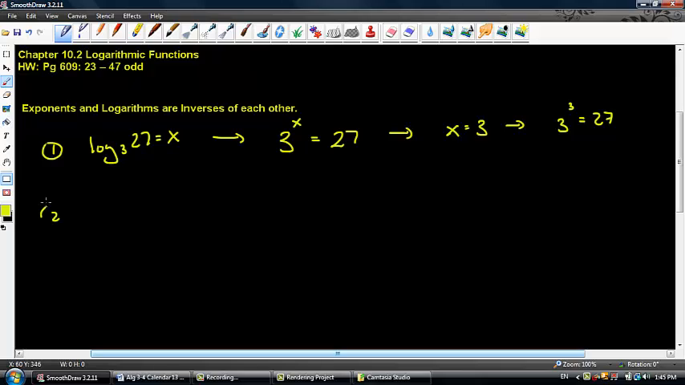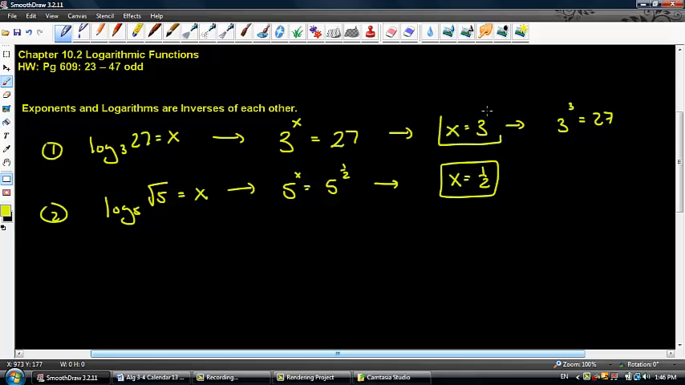Let's try another one. If I say log base 5 of rad 5 equals x, well, this is kind of odd. I'm going to change forms here. This is 5 to the x equals rad 5. I can rewrite rad 5 as 5 to the 1/2 power, because the 1/2 power is the same thing as a radical. Since I have the same bases here, I can say x equals 1/2. I'm going to box that one too.